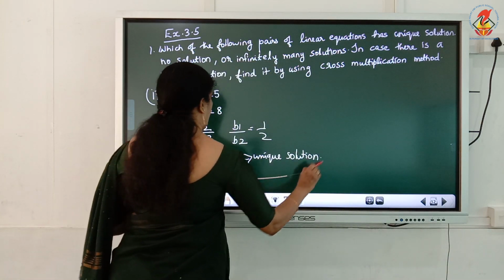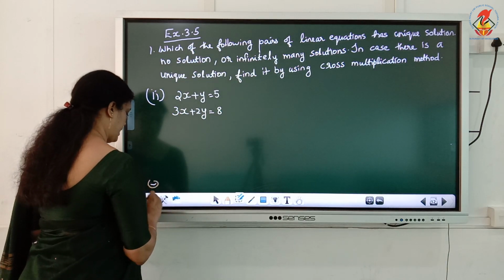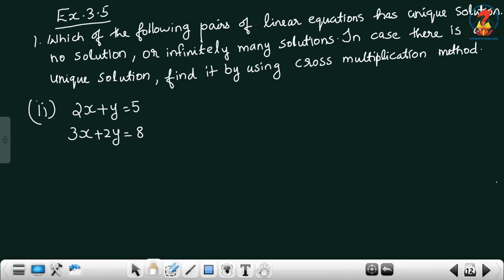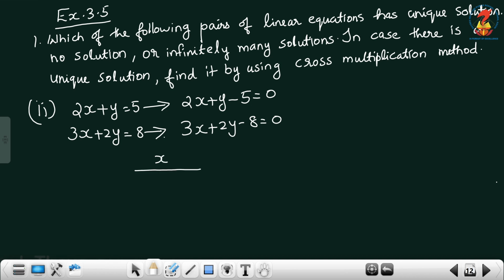How can you find out the values of x and y by the cross multiplication method? Same thing. It is a very easy method when compared to the elimination and substitution methods. First you write in standard form: 2x plus y minus 5 equal to 0. Next is 3x plus 2y minus 8 equal to 0. Here x by, same thing, cover the x terms, then the remaining terms you should write. How can you write the remaining terms? Coefficient of y, write it 1 and 2.